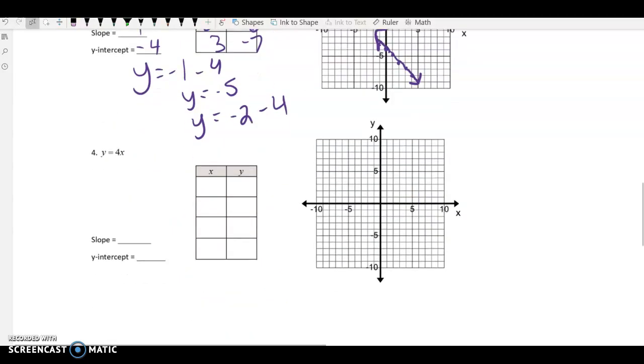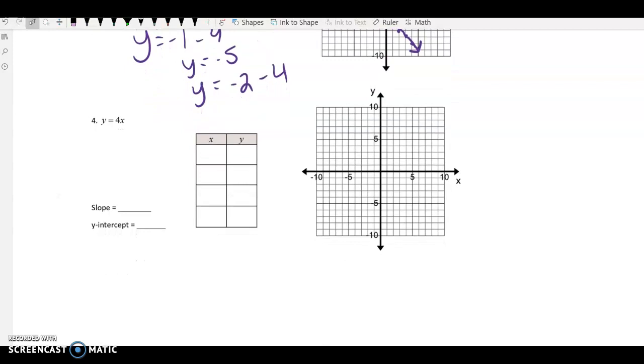For number 4, we have a line that goes through the origin at 0, 0, okay? We know it goes through the origin because it's proportional. My slope is 4. My y-intercept was 0. Some of you guys said I didn't have a y-intercept for this one. We have a y-intercept, right? It goes through the origin. So I'm going to go ahead from here and go up 4 to the right 1, up 4 to the right 1. The opposite of going up 4 is going down 4. The opposite of going to the right 1 is going to the left 1.